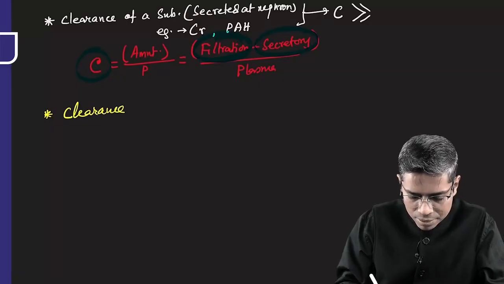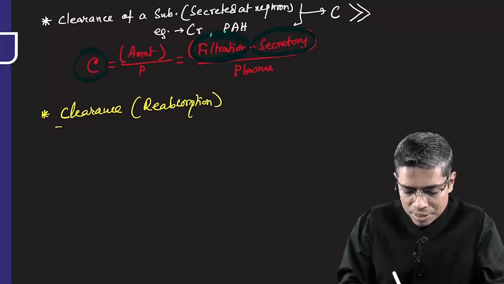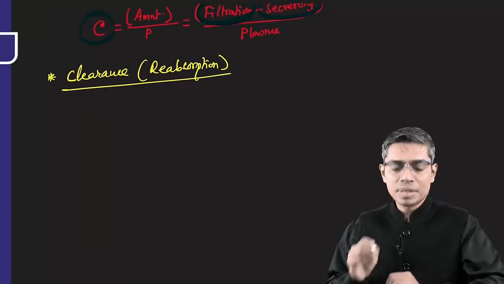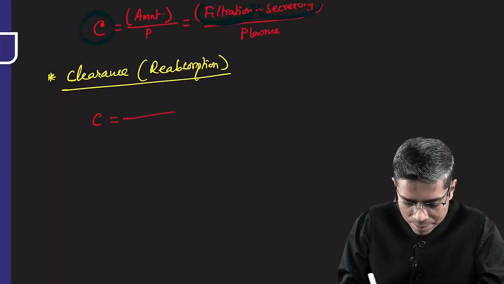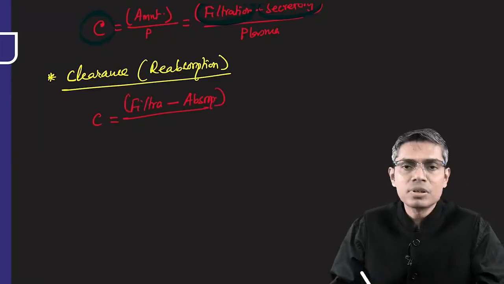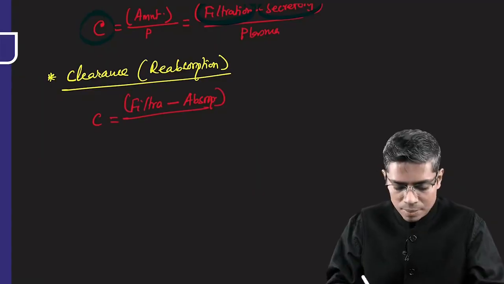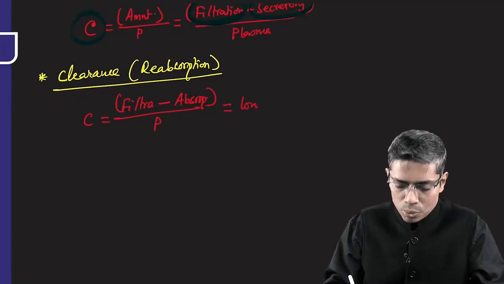Clearance of a substance which is reabsorbed. Okay. Reabsorption occurs at the level of nephron. If you measure the clearance of these substances, then the formula will be like this. C is equal to the same thing, that is the filtration minus absorption or reabsorption. So after filtration, a certain amount of substance is getting reabsorbed upon your plasma concentration. So obviously the clearance will be low.